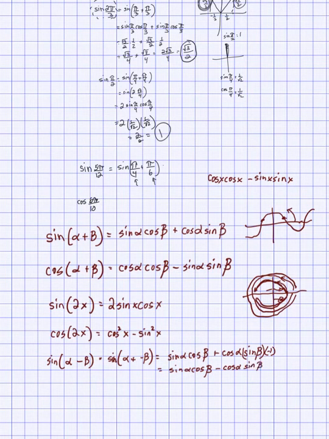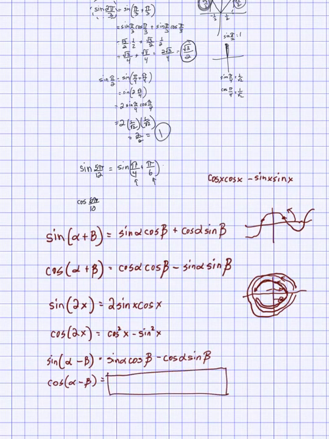Right, so you could just keep deriving from there. So that's just going to be sine alpha cos beta minus cos alpha sine beta. And you could do a similar thing for cos of alpha minus beta. I'll let you work that one out. It'll be a nice, interesting thing for you guys to try.